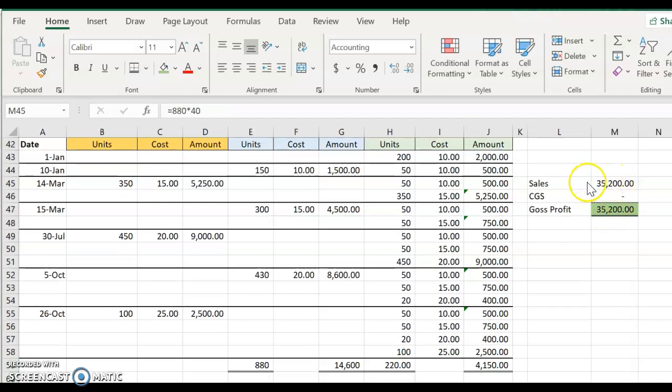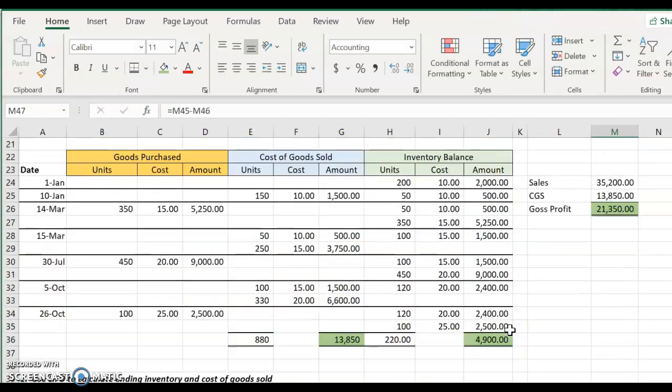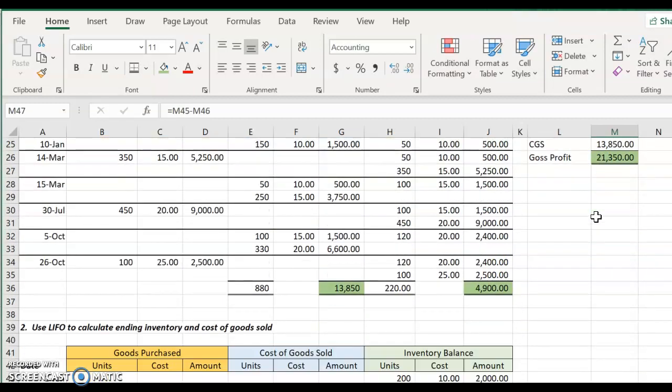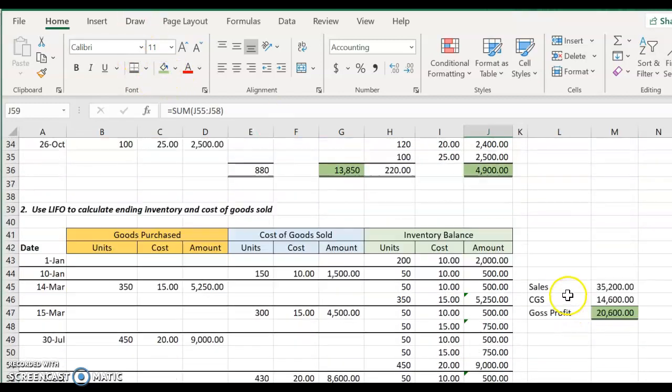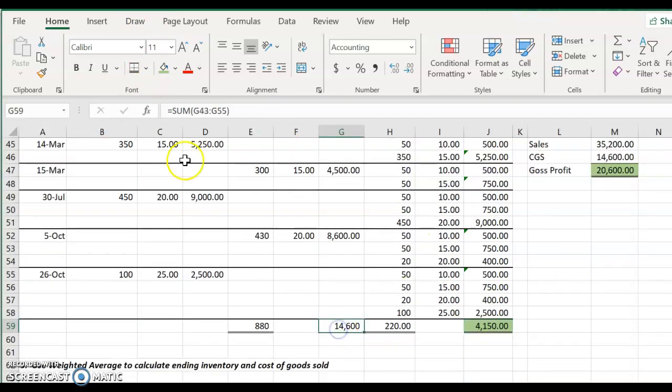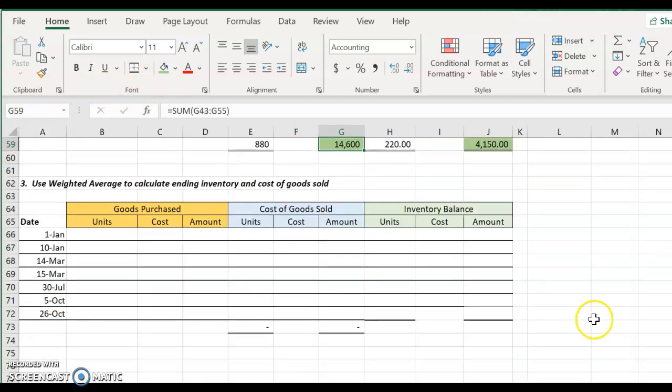And here I've copied down the sales. The sales number is the same regardless of the method. It's going to be the $40 times the 880 units sold. But my cost of goods sold here is going to be $14,600. So my gross profit is $20,600 compared to the $21,350 I had in the FIFO method. My inventory value is $4,150 compared to the $4,900 I had up there. My cost is higher, my inventory is lower under the LIFO method.